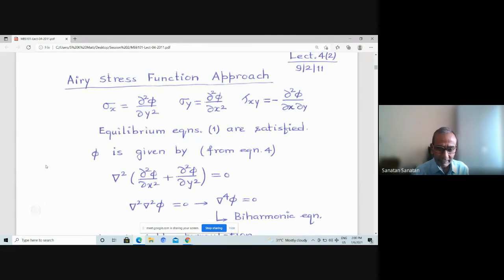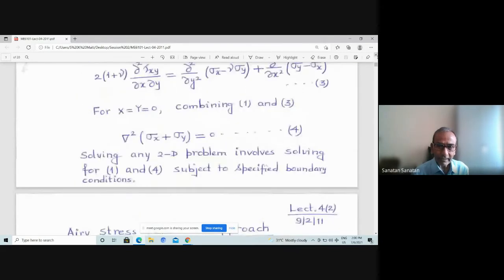So if you just try to write this, this compatibility equation is nothing but grad square (sigma x plus sigma y) equal to 0. You see that that is the compatibility equation.